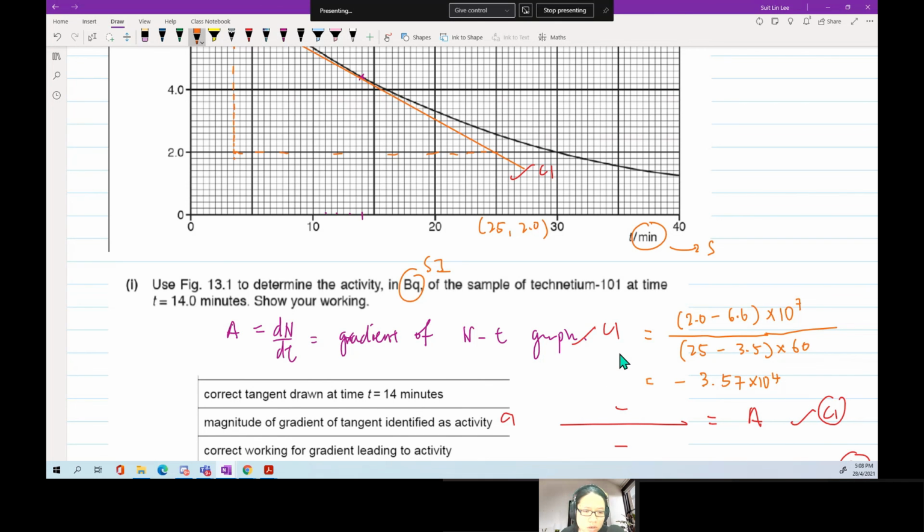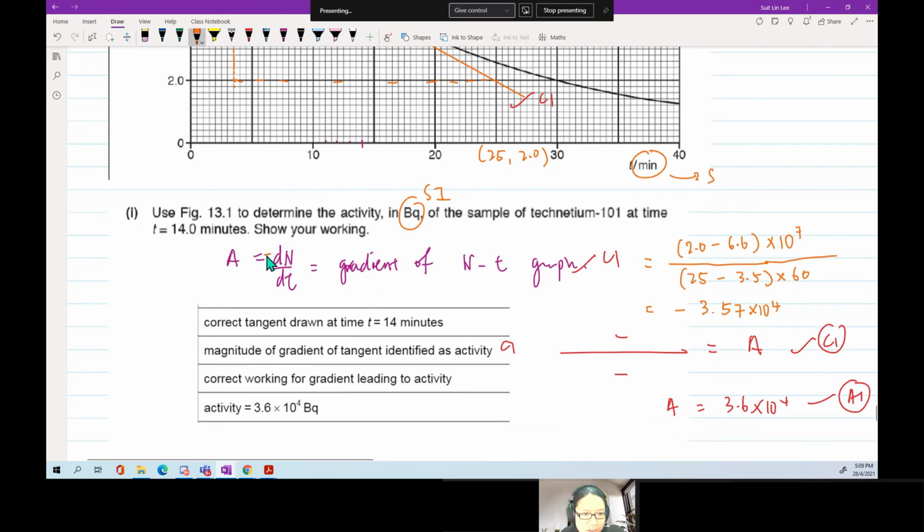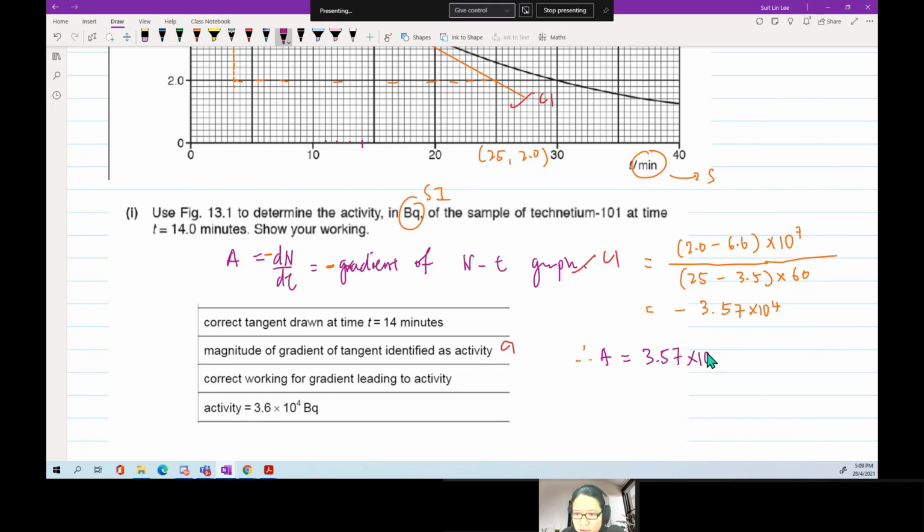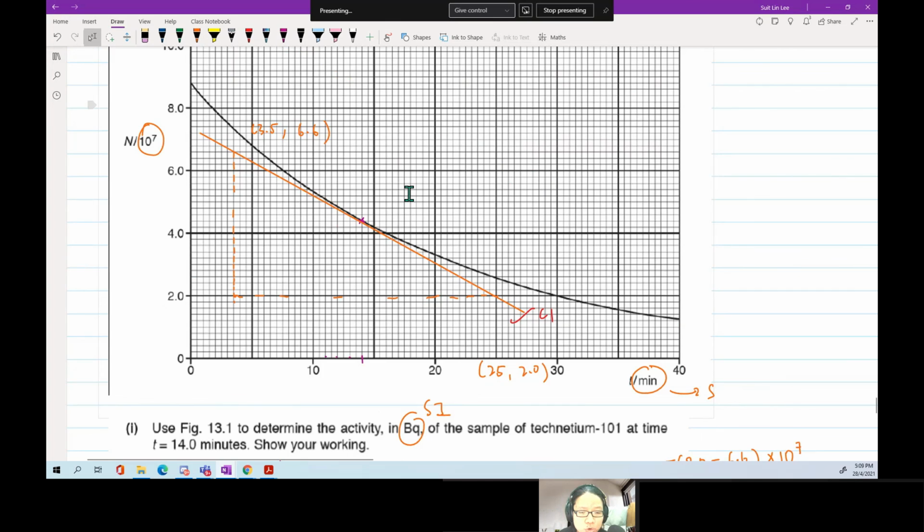Okay, so the magnitude, there's a negative here. I also explained in the video why there's a negative, because the rate is decreasing. So you can put negative gradient or you could just opt to choose the value at the end. So this is my gradient. Then you can put hence A is equal to 3.57 times 10 to the power of 4 becquerel. So the gradient is equal to this one. You add a negative in front if it makes you happy. Negative gradient because the rate is decaying, dropping. Or we take the magnitude only.